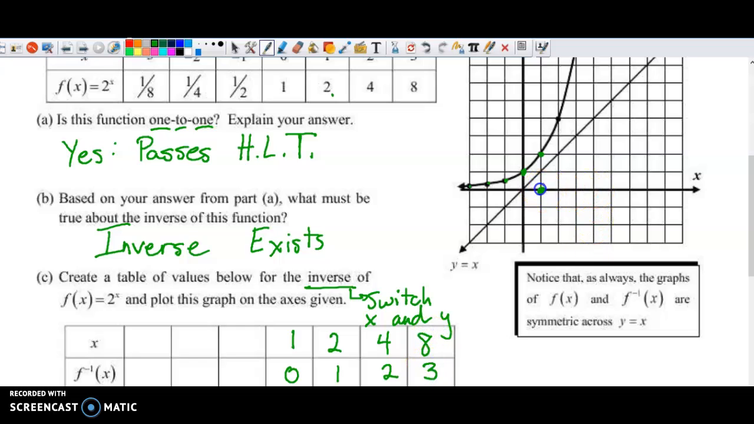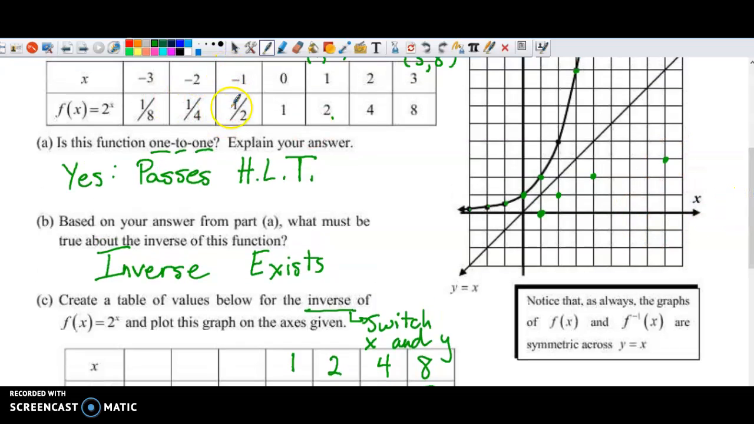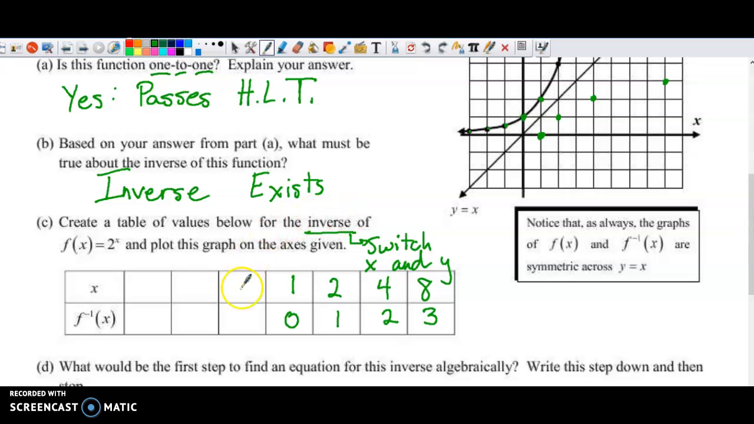So I can plot some of these ordered pairs. 1, 2, 3, 4, up 2. And then 5, 6, 7, 8, up 3. But then also, don't forget about these fraction ones with the negative exponent. So if we switch x and y, it's going to become 1/2, negative 1. And then 1/4 was negative 2, and then 1/8 becomes negative 3.